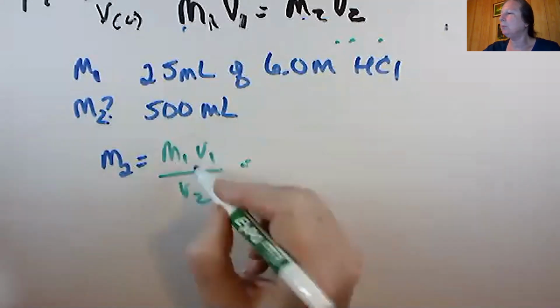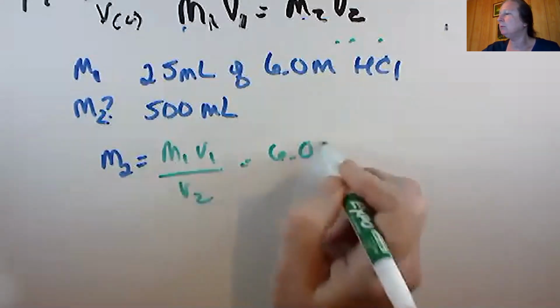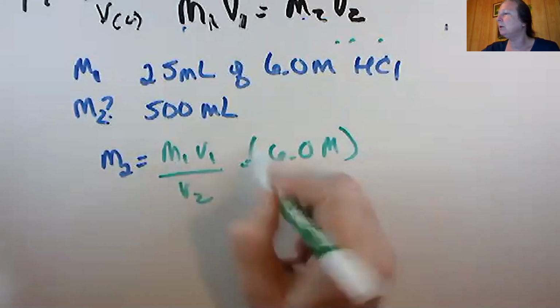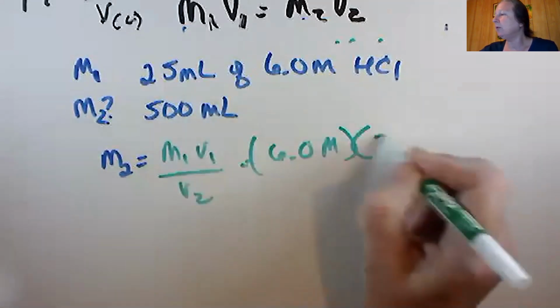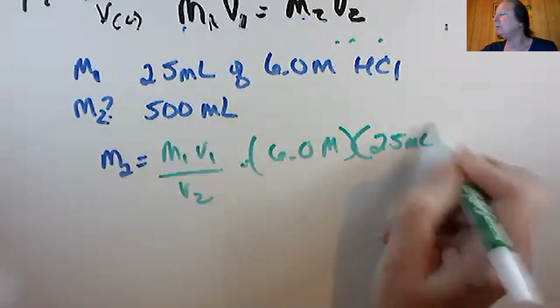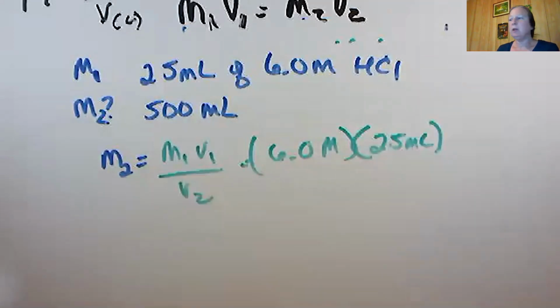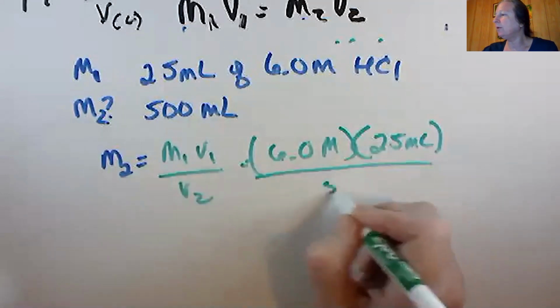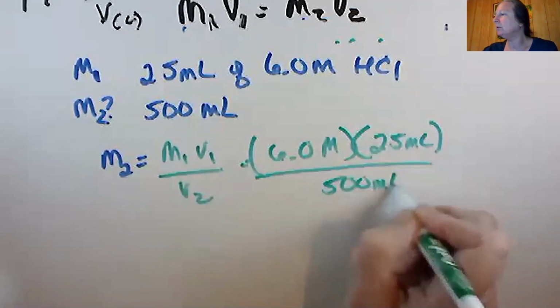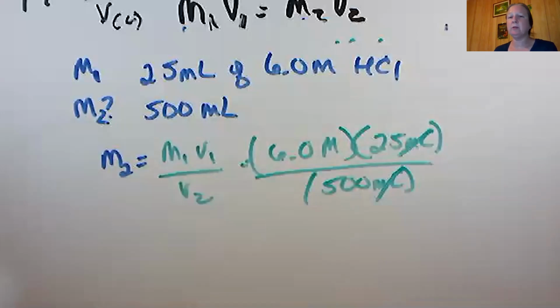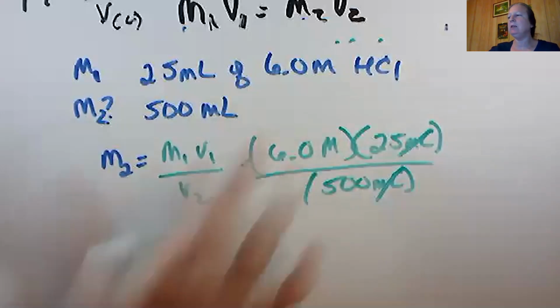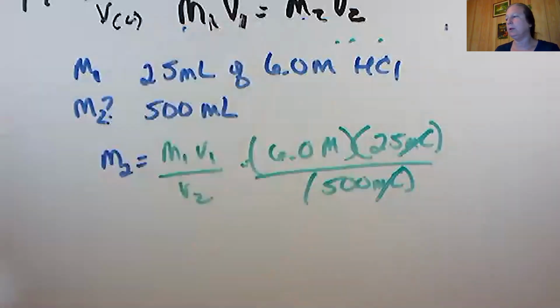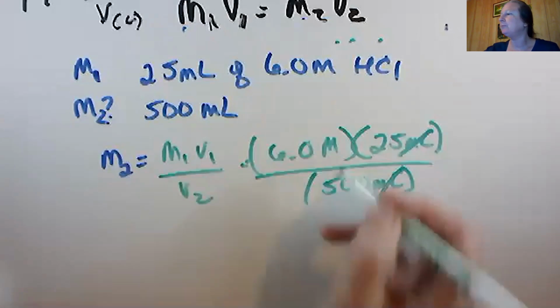So my M1, my molarity, is 6.0 molar. My volume is 25 mils. Again, I do not need to change it, and here's why. My volume 2 is 500 mils. My volumes are going to cancel out. That's why you don't need to change in this equation only, because your volumes cancel out. Or the volume you get, you can convert yourself.